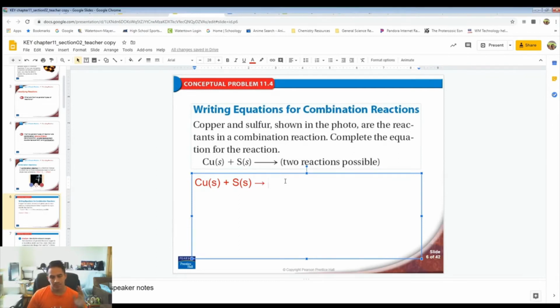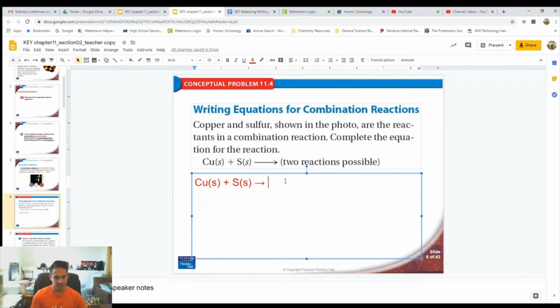The reason why there's 2: when copper bonds up with sulfur, it's going to make some form of copper sulfide. But remember that copper is a transition metal, and when it bonds with sulfur, we don't know what the charge on the copper will be. It could be +1 or it could be +2. And most likely, it's going to form both.